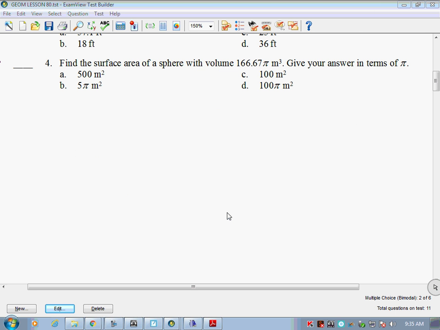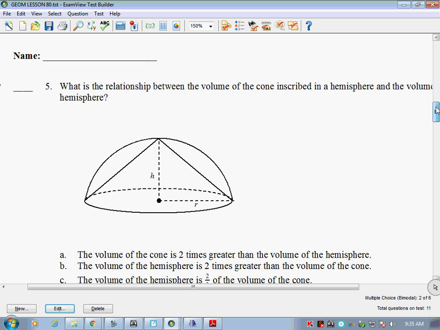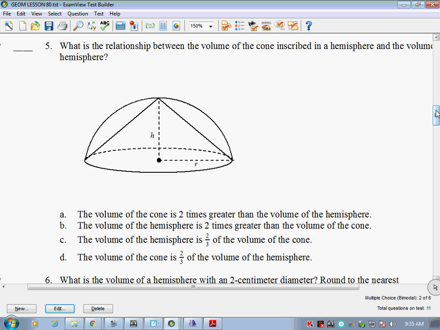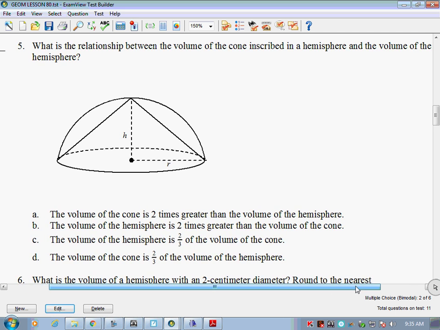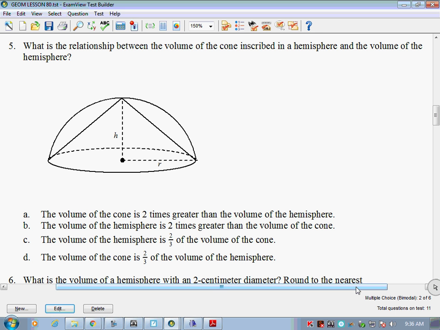All right, so we're seeing where they give us the answer, we have to plug in and actually solve for a different part, where we don't know the radius. All right, let's look at this. This one looks a little tricky, right? What's the relationship between the volume of the cone inscribed in a hemisphere and the volume of the hemisphere?